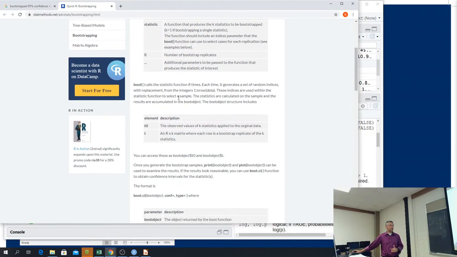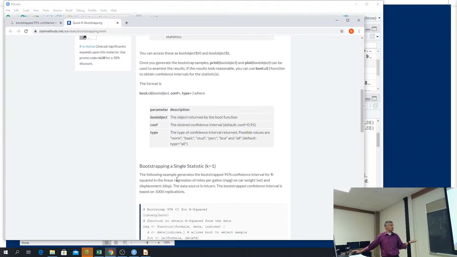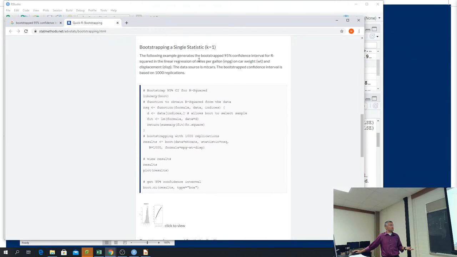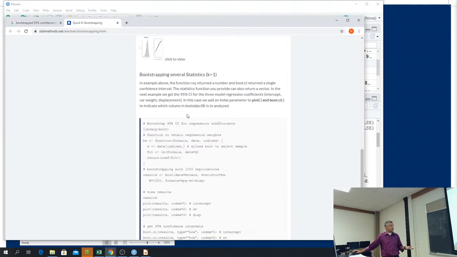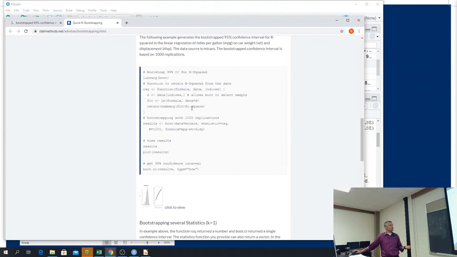There's quite a few more steps than what we just did in our script right here. So just this, pretty easy, pretty simple. To do this, you have to first create your boot object. So this is for an R squared value. I guess R squared, that's correlation coefficient. Coefficient of determination, I should say.